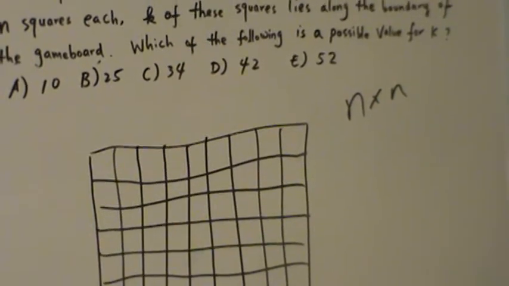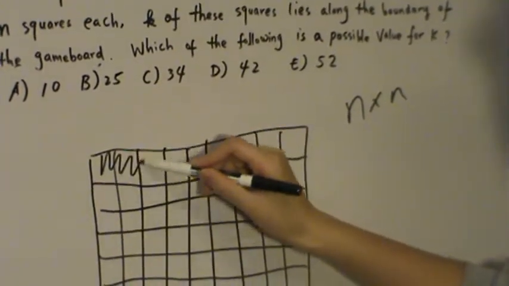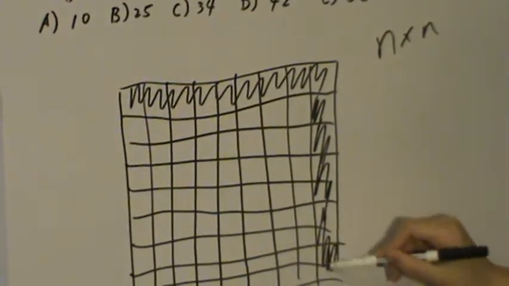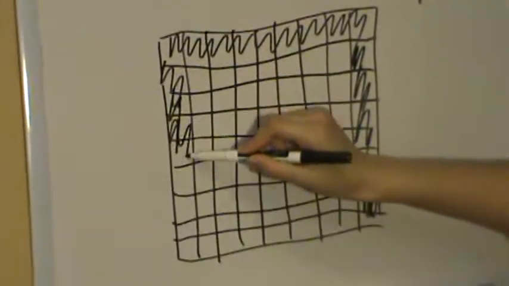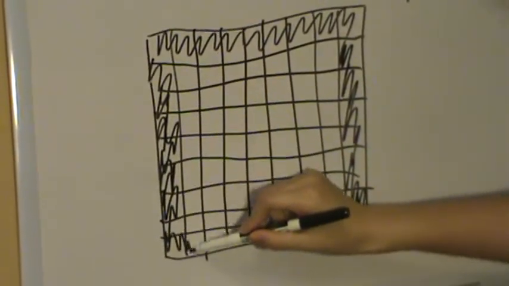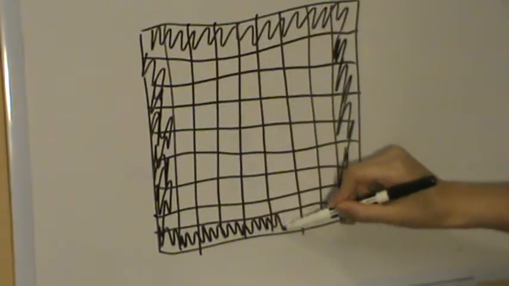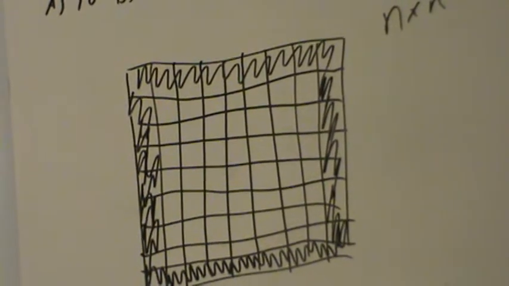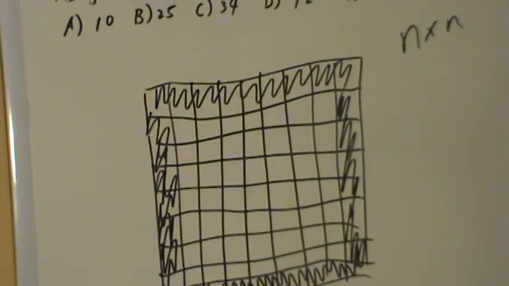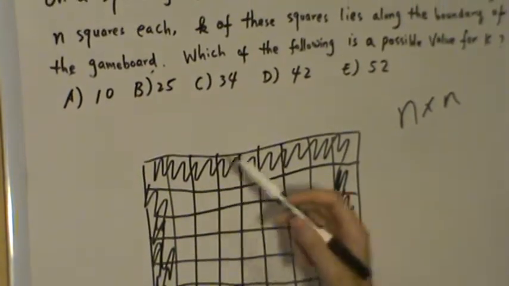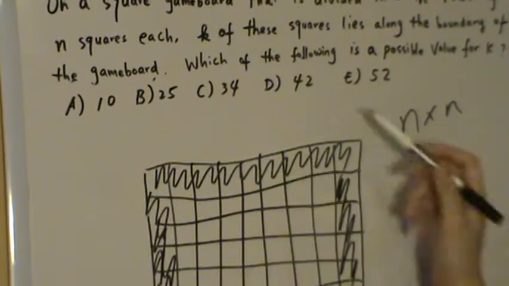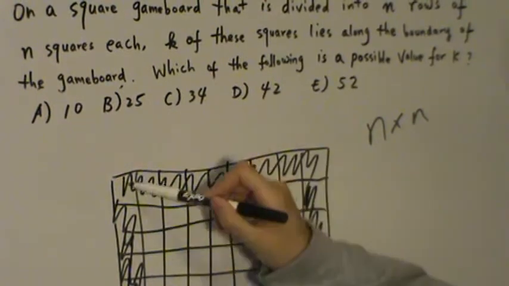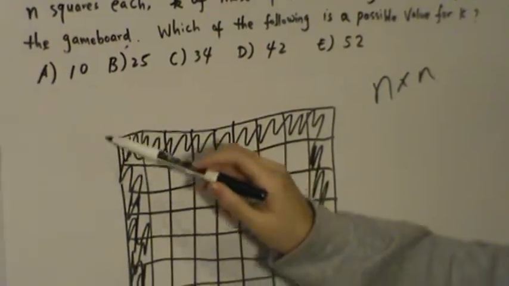And then k of these squares lies along the boundary of the game board. So all the squares that I'm now filling in stand for the number of squares that are along the boundary and thus represented by k. Okay, so now we have to find the relationship between k and n, and let's think about this. In order to account for all the squares along the boundary but not double count any, we have to think carefully.